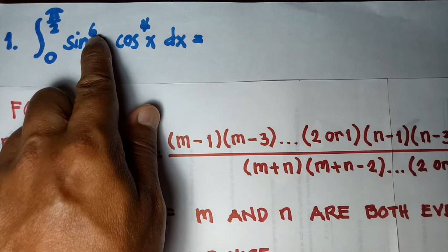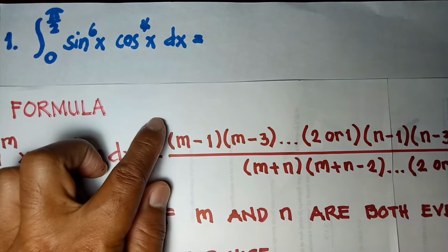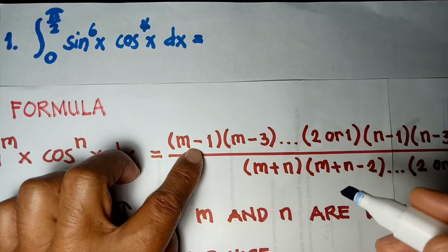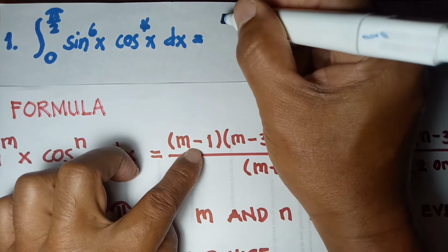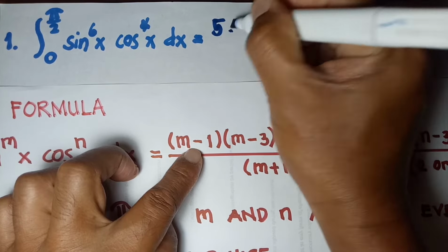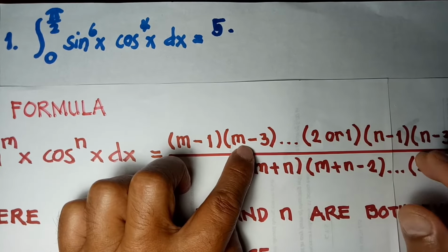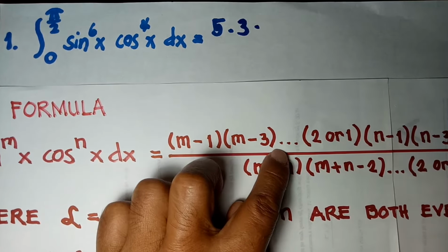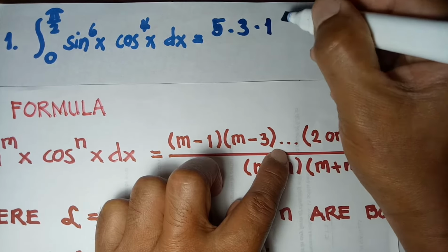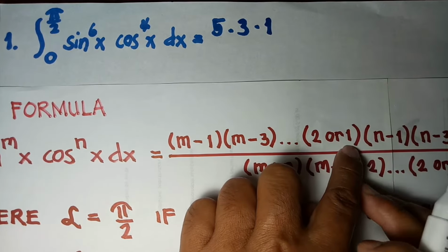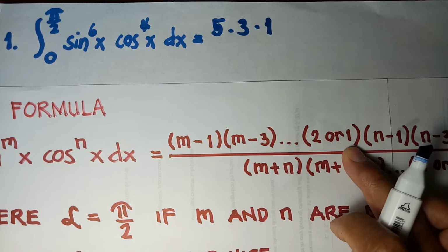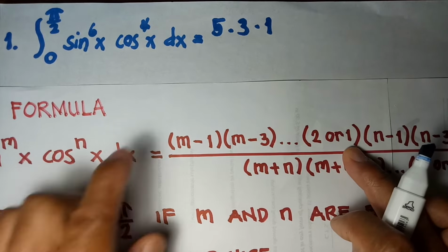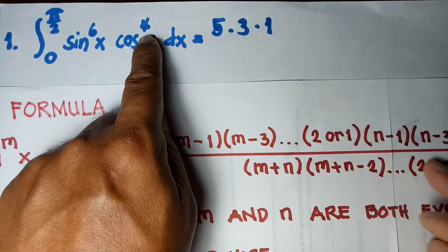Okay, so yung m natin ay yung 6. So yung first term sa numerator natin ay m minus 1 or 6 minus 1. At ang 6 minus 1 equals 5. Times 6 minus 3. And that's 3. And then times 6 minus 5. And that's 1. So, dahil narating na natin yung difference na 1, so hanggang doon na lang tayo. So, lipat na tayo sa kasunod na exponent, doon sa exponent ng cosine.